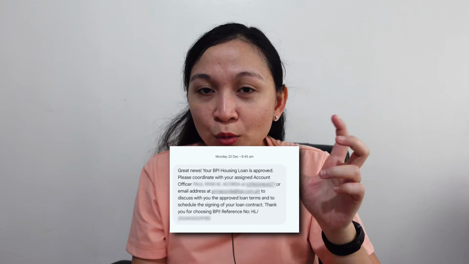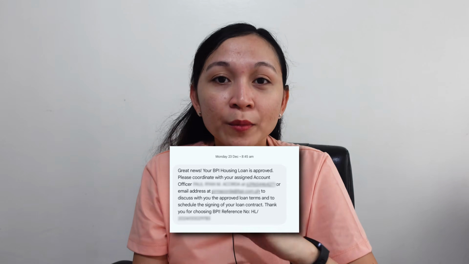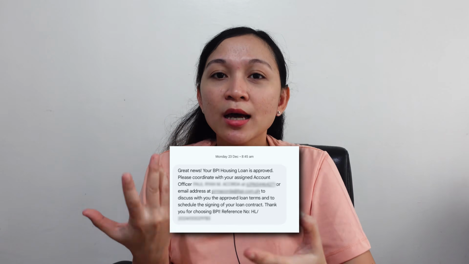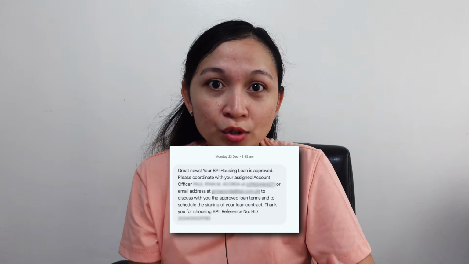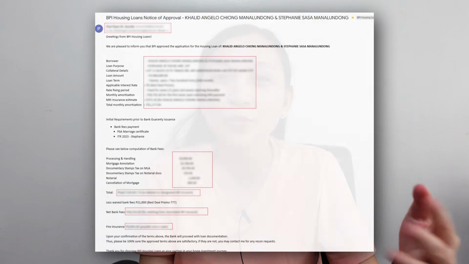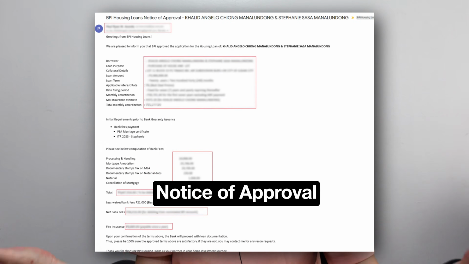So, after our employer or client confirmed at work, we also received the final notice of approval from the bank. They emailed that the loan was approved. So, pumasa na kami. In the notice of approval, guys, makikita doon yung loan terms, ang breakdown ng monthly amortization, yung insurance, yung fire insurance, everything, pati yung interest na na-avail mo.